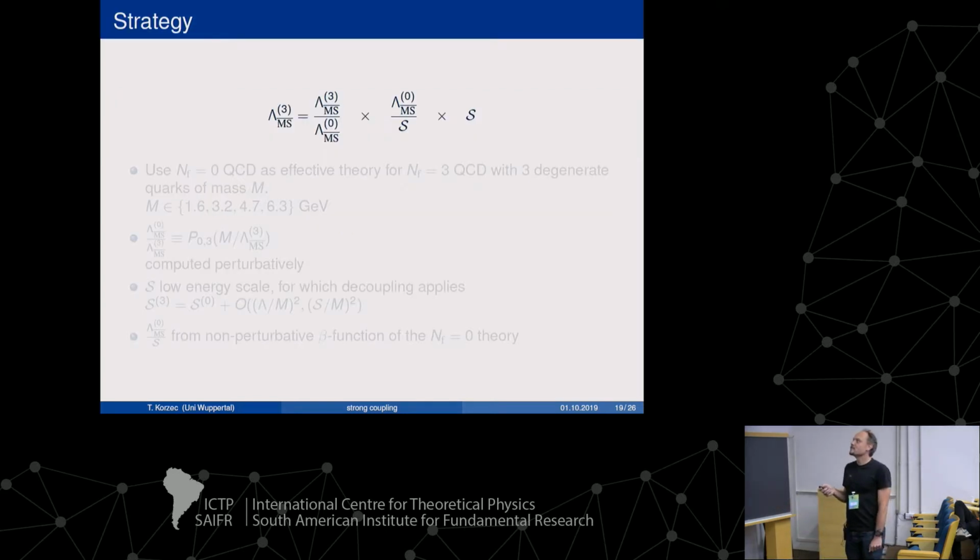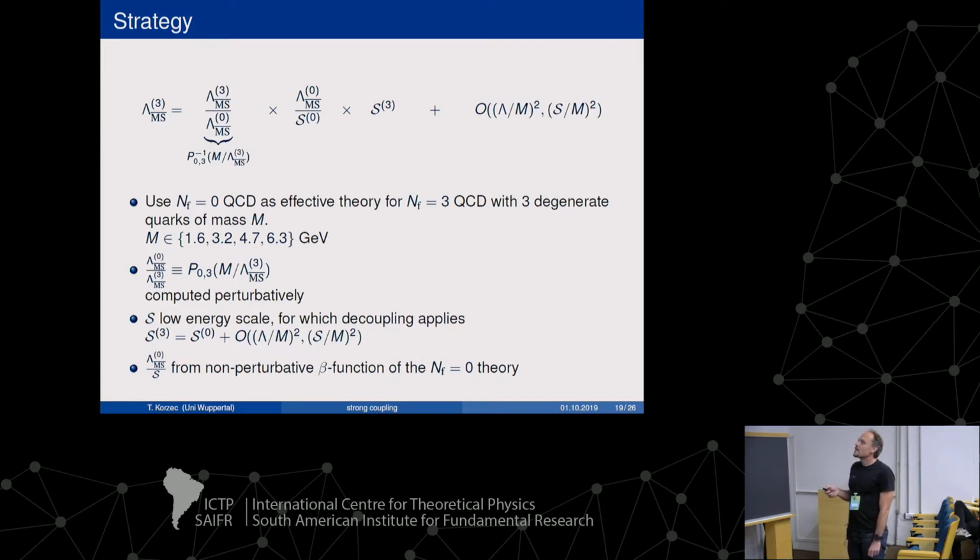So the strategy is the following. This line is just an identity. Lambda 3-flavor is equal lambda 3-flavor times things that cancel. But now we take a very particular value of the 0-flavor lambda parameter, namely the one that you need in order for the 0-flavor theory to be an effective theory for a 3-flavor theory that has 3 massive degenerate quarks. In this case, then this factor is given by this P03. And then for this quantity S, we take something for which decoupling applies. So it will be something that in the quench theory should have the same value as in the three-flavor massive theory, up to corrections of this order.